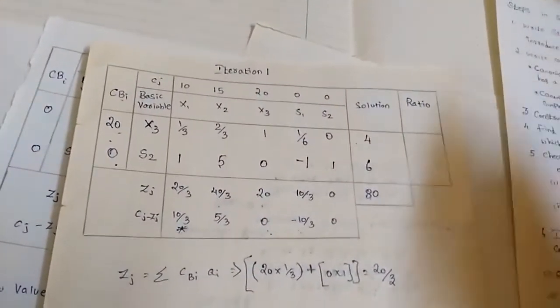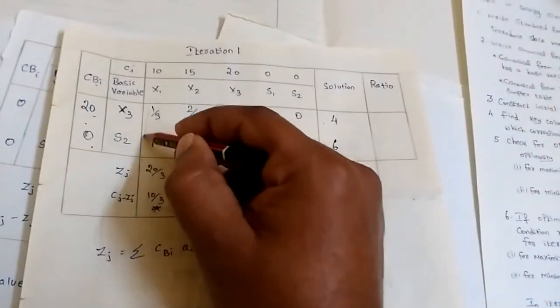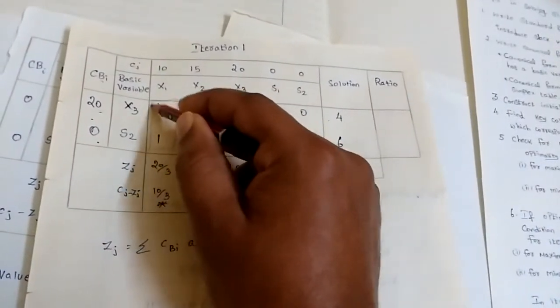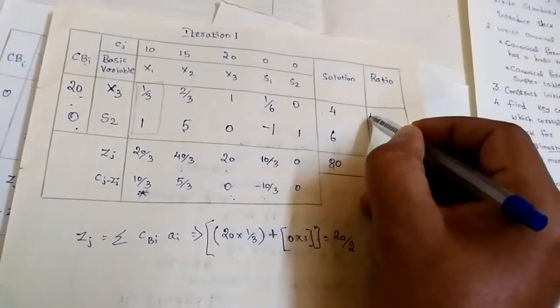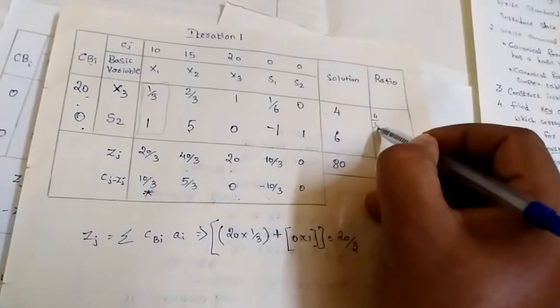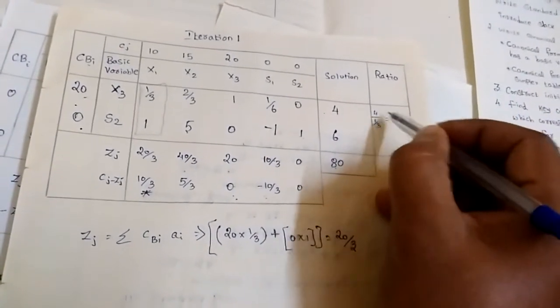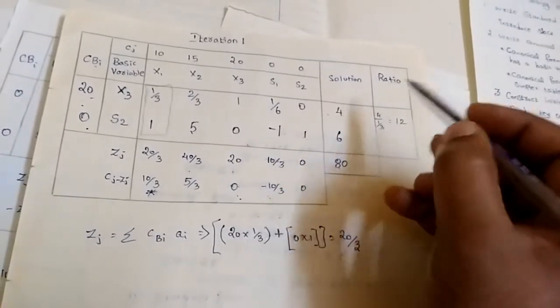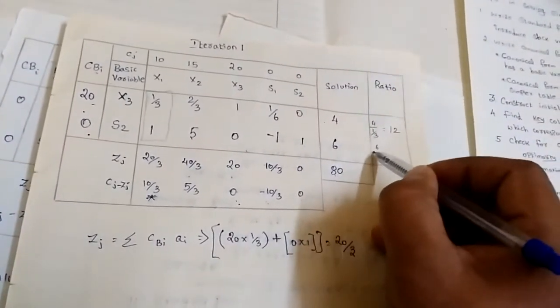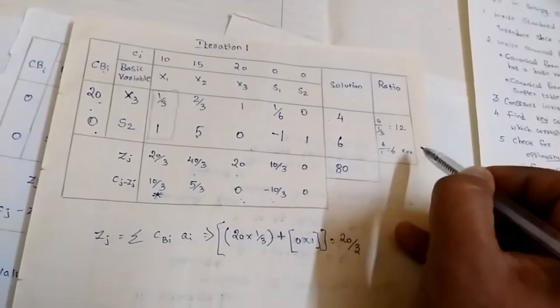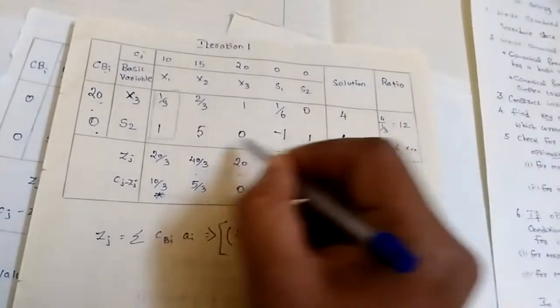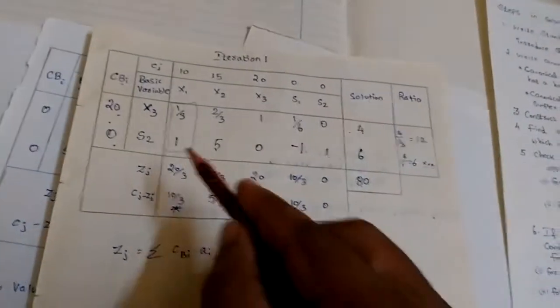Now this is the new key column, right? After finding the key column, go for ratio. 4 divided by 1 by 3, that means 4 into 3, it will come 12. Then 6 divided by 1, 6. Which is the minimum value here? 6. Okay, this is the key row.